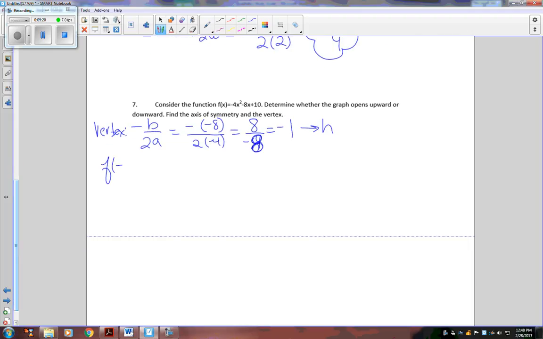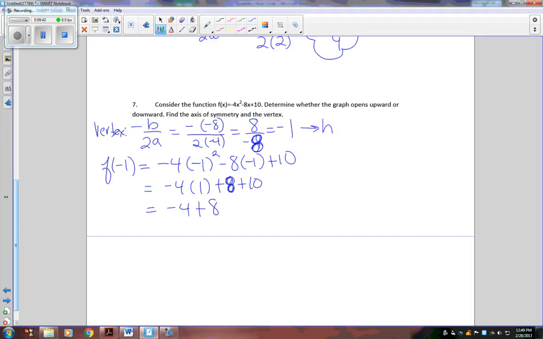So f of negative 1 would be negative 4 times negative 1 squared minus 8 times negative 1 plus 10. So that's negative 4 times 1. Negative 8 times negative 1 is positive 8, plus 10. Negative 4 plus 8 plus 10 gives you 14. So your vertex is negative 1, 14.